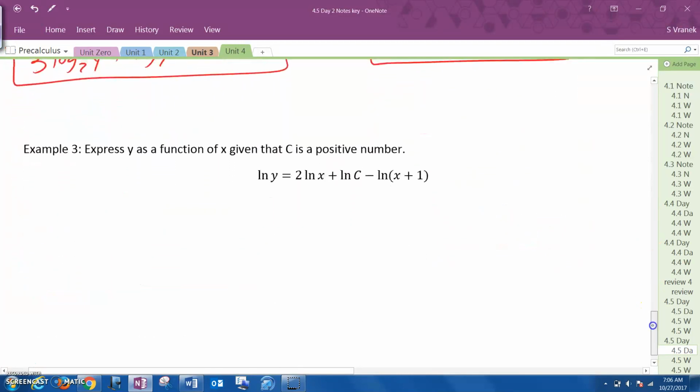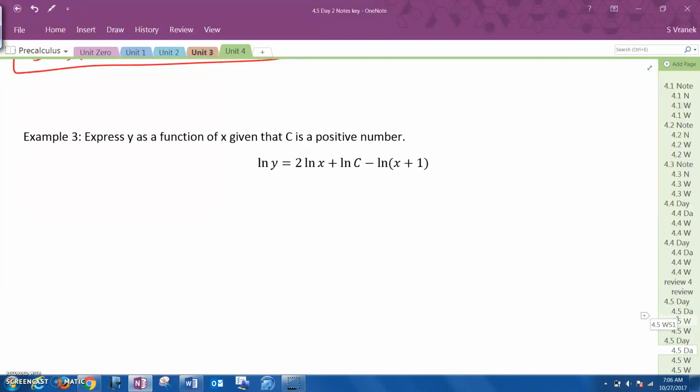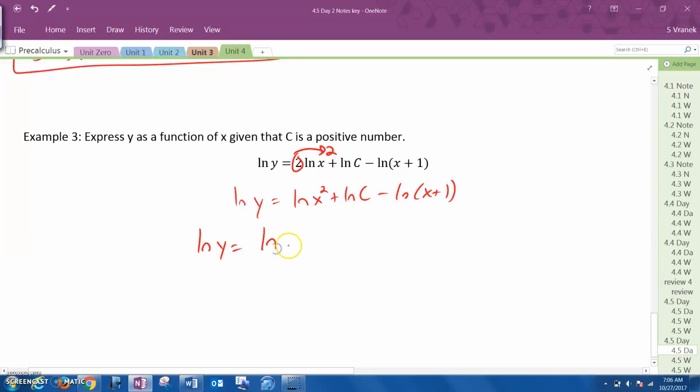Alright, and the last thing, express y as a function of x. So we have to get rid of the ln's, but in order to cancel out the ln's, we have to condense first. First thing you need to do to condense is move that back up. So I have ln of y, or natural log of y, equals natural log of x squared plus natural log of c minus natural log of x plus 1. So now I look at this, the plus means we're multiplying these, and then minus means we're dividing by that. So I get the natural log of y equals the natural log of, on top we have c times x squared, and on bottom we have the x plus 1.